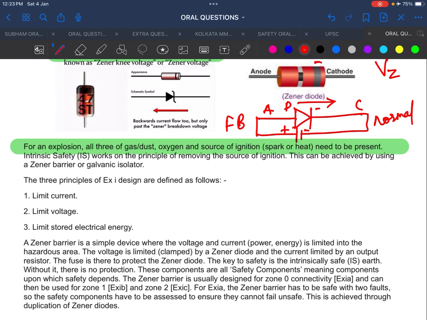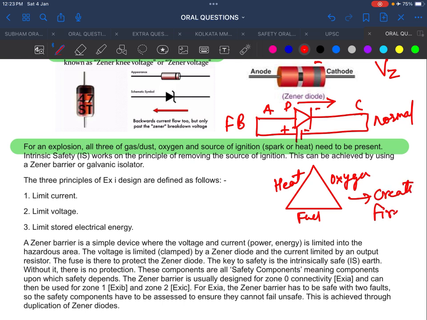Look at this fire triangle: fuel, oxygen, and heat. Basically these three create fire. If you can remove any one of these three things, it will not create a fire. So for an explosion we need gas, oxygen, and spark or heat.